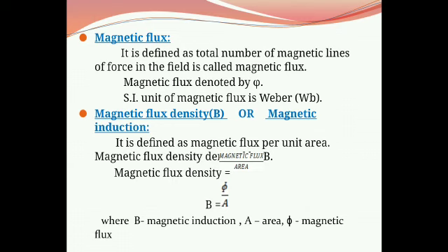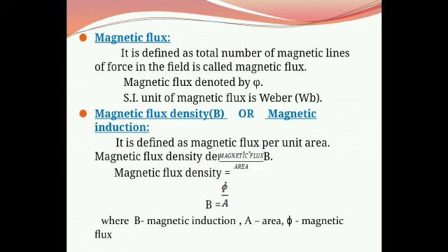Then what is magnetic flux, and how can we calculate it? We know that there are a number of magnetic lines of force around a magnet, and when we take the total number of magnetic lines of force in the field, it is called magnetic flux. This magnetic flux is denoted by phi, and the SI unit of magnetic flux is Weber.